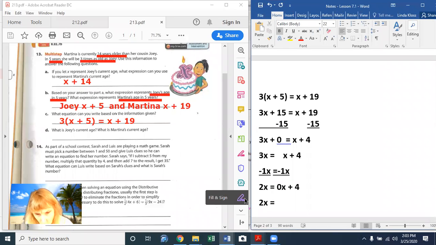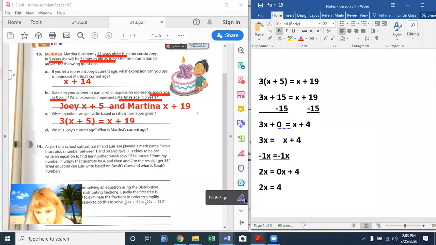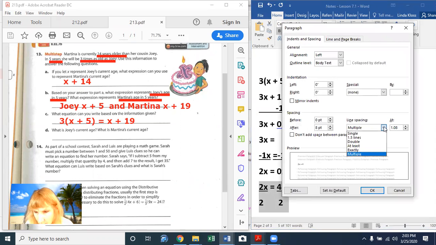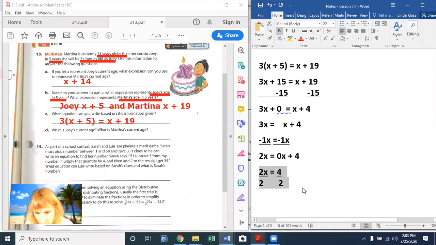And we will have 2x equals 4. Last step, we have a multiplication situation. So we're going to use inverse operations to divide by 2 to both sides. So now 2 divided by 2 is just going to give you x equals 4 divided by 2 is 2.